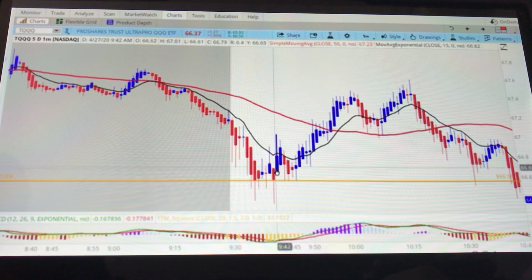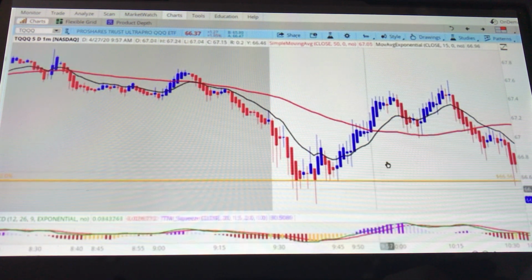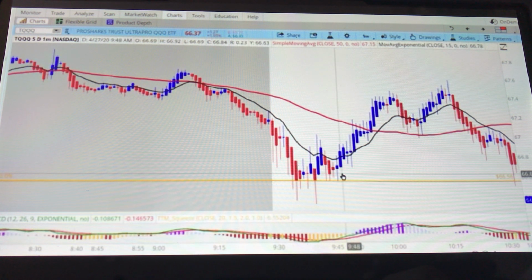Price hit it, bounced up, went down. Nice little W pattern there, right? Or maybe even a triple U if you want, whatever. But that's 50% Fib R was the bounce point. That's how I use Fibonacci retracements traditionally for the bounce.